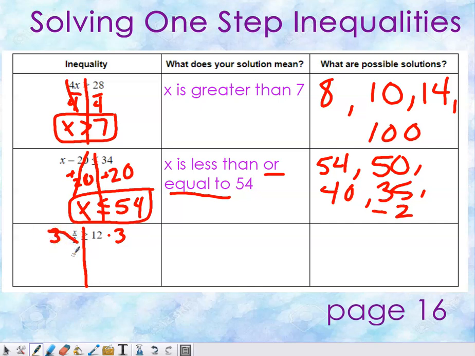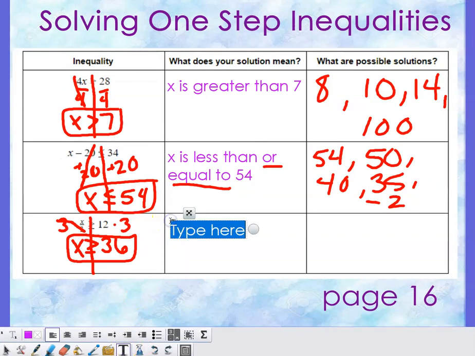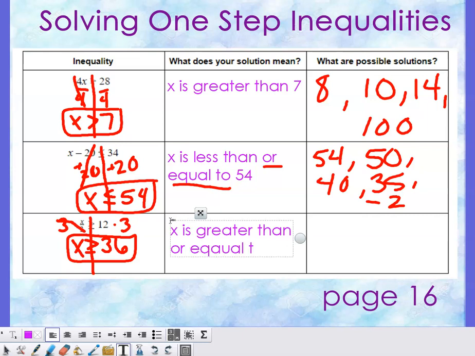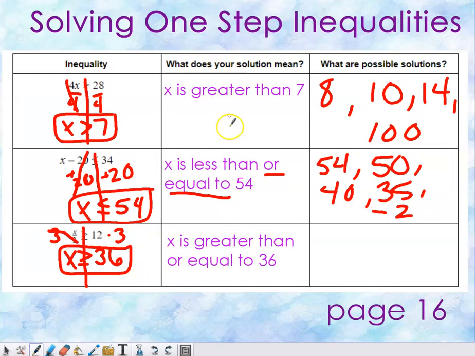Our opposites cancel. Over here, we're left with x, and not an equal sign. It's greater than or equal to, and 12 times 3 is 36. Okay, so our final answer here is x is greater than or equal to 36. So what does our solution mean? X is greater than or equal to 36. That's what our solution means.